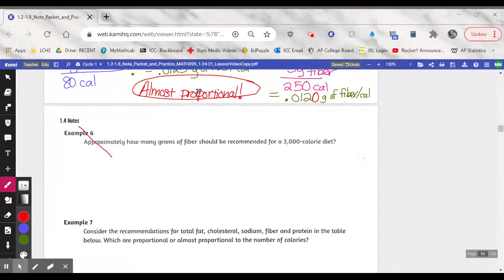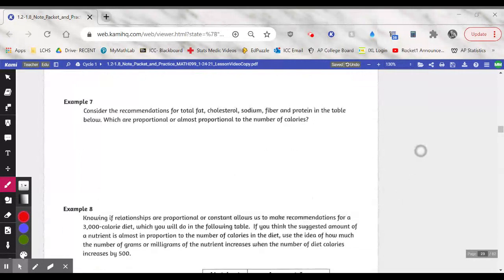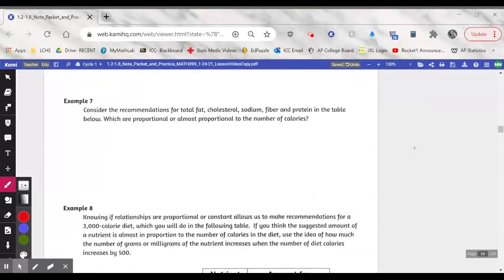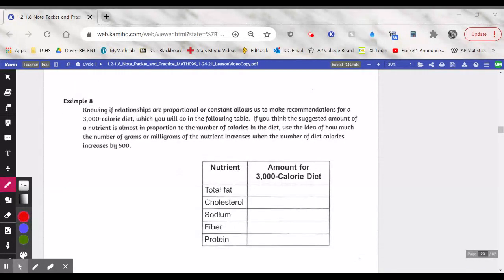I'm going to have you skip number 6, so you do not need to do number 6. Or number 7. And I'm actually going to have you skip number 8 as well. Don't worry about those ones.